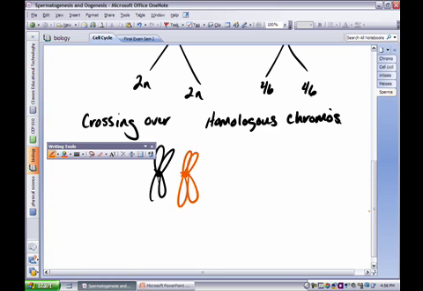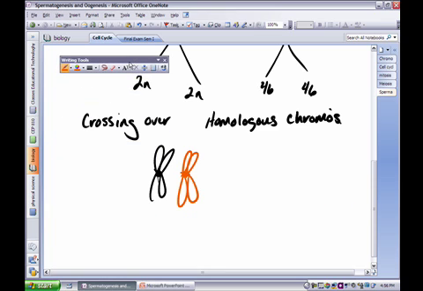Now, one of the things that we're going to try to understand, although it's very difficult because we haven't had a chance to discuss genetics yet, is that each of these chromosomes contains genetic material. Now, for this black one here, the chromatid on the left is exactly the same as the chromatid on the right. And the same thing is true for the orange one. This chromatid here is exactly the same as the one that's over here.